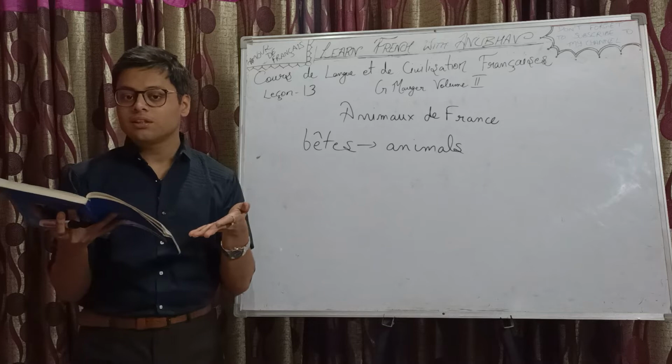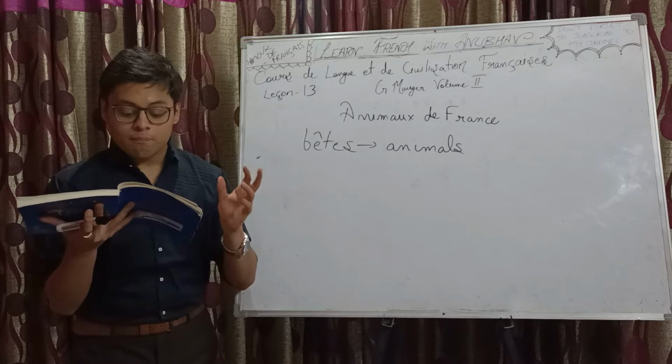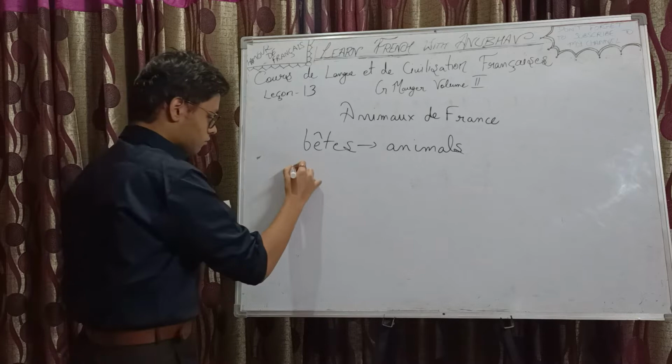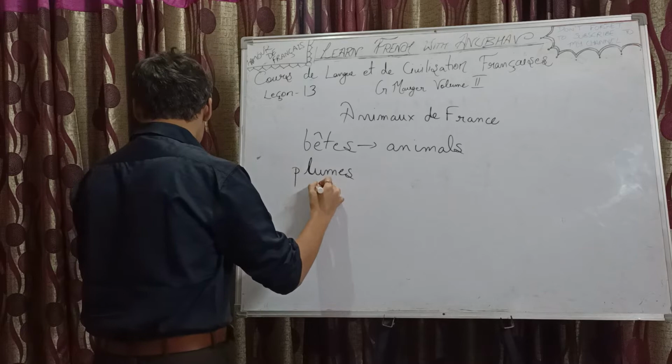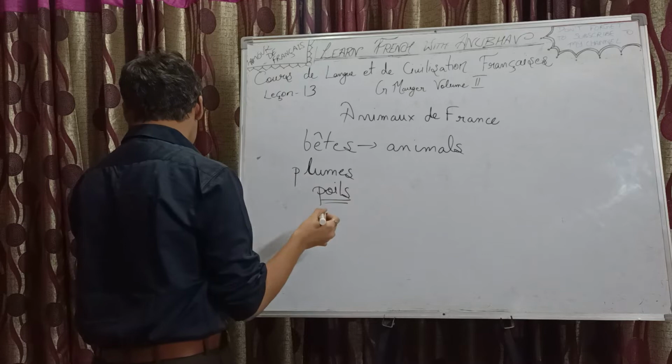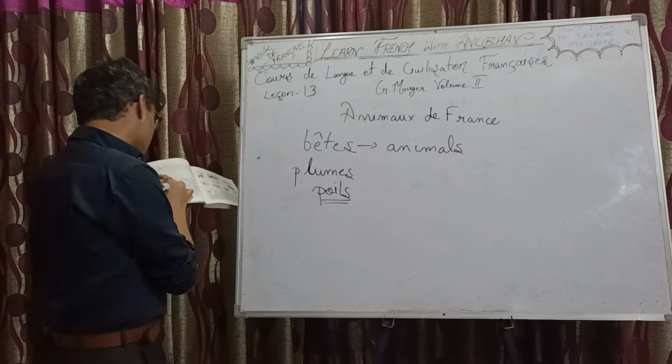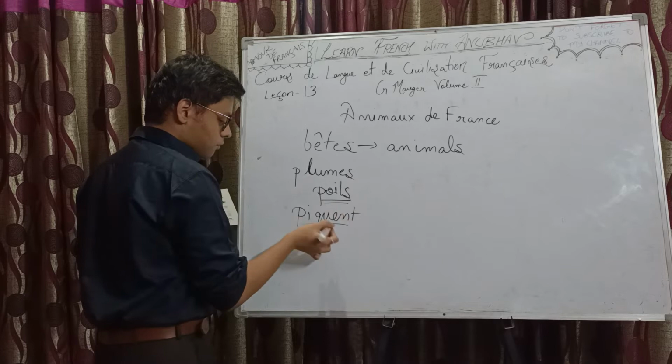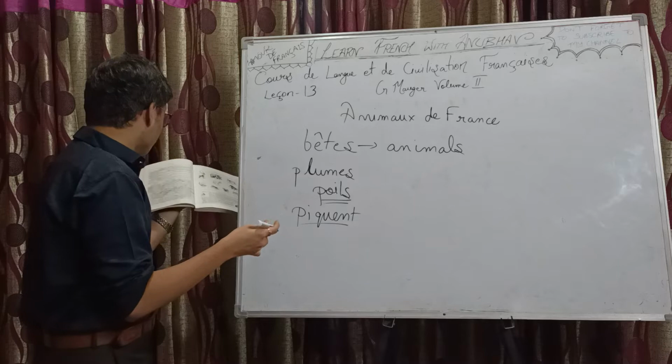So, full of animals having plumes. Plume is what? Feathers. Okay. Plume, feathers. Ou à poil, fur. Okay. The animals who piquent, piquer is to sting. It's the verb's conjugation with third person plural. Piquer means to sting. And mordent, mordre, to bite, okay.